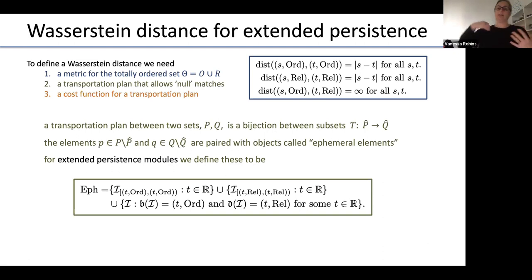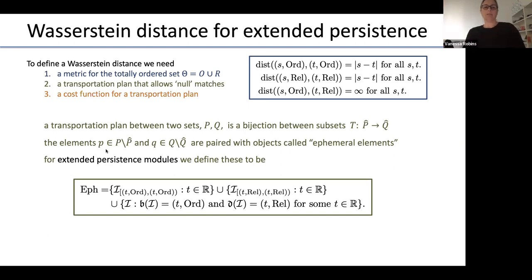Our transportation plan is then going to be just like your normal Wasserstein distance for persistent homology. So we've got our two sets of intervals and our transportation plan is going to be a bijection for some subset of those intervals in each case, yep. And then we allow the points that aren't being matched to go to something we're going to call ephemeral elements, okay? So in regular persistence, the points in the persistence diagram that you leave out get matched with the closest thing on the diagonal, right? And things on the diagonal are really just intervals with zero length, okay?